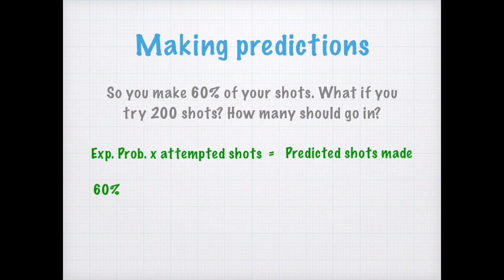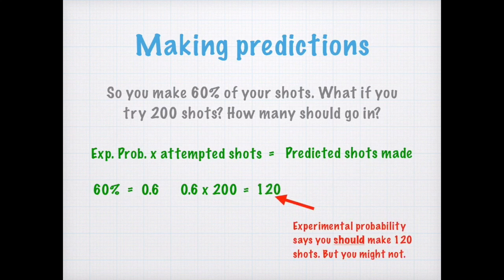In this case, our experimental probability was 60%. But in order to do the calculation on a calculator, we want the experimental probability to be in the form of a decimal. So we have to remember that 60% is equal to 0.6. Then we multiply 0.6 by 200, which equals 120. So experimental probability says you should make 120 shots, but you might not.